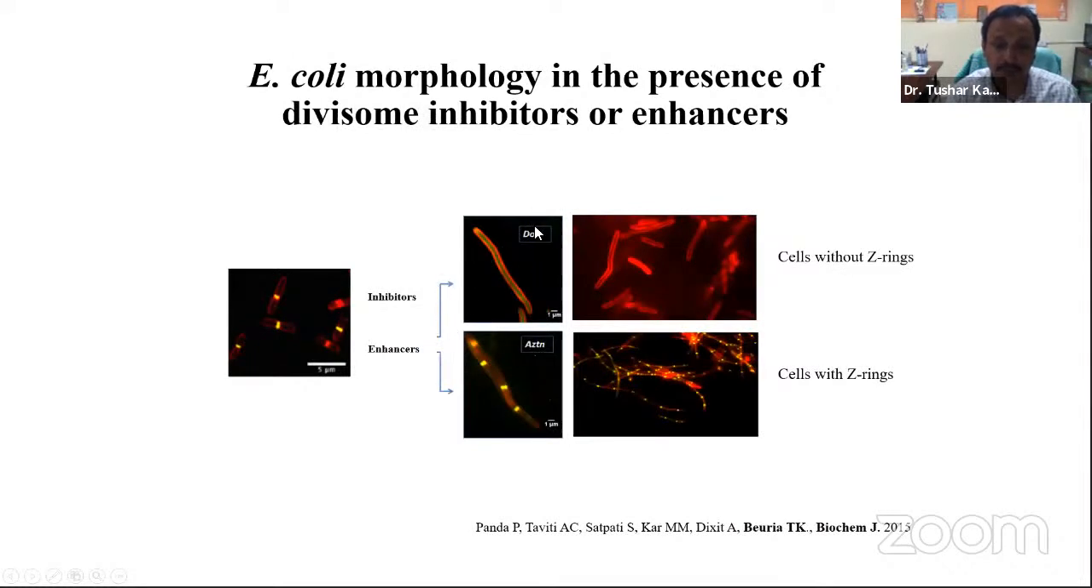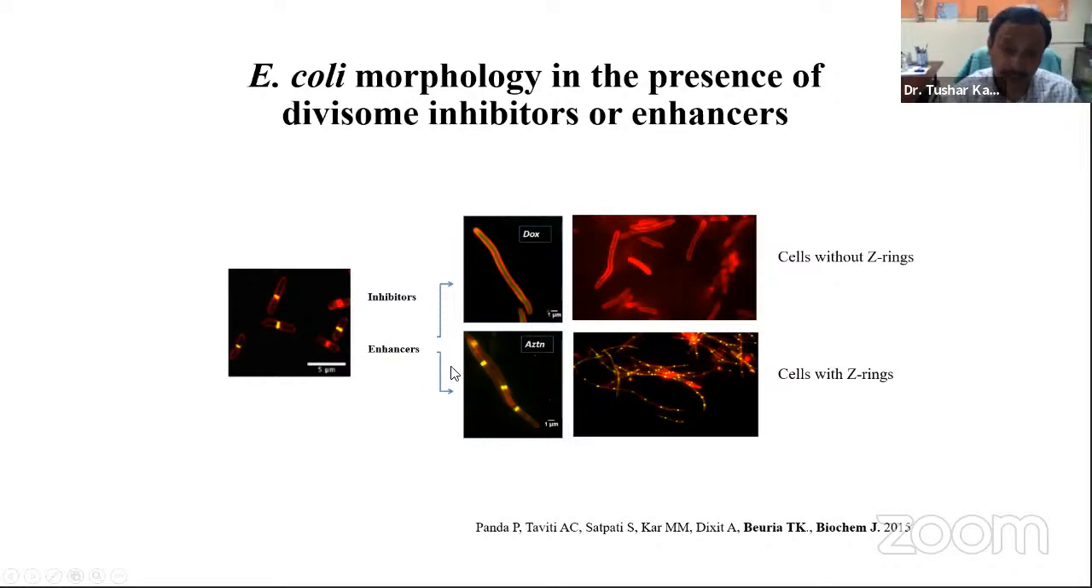These two molecules we actually identified in our laboratory. One is doxorubicin, which is an inhibitor of FtsZ assembly. You can see the outer membrane stained by FM 464, and there is no ring formation in the middle. So there are a lot of filamented cells without any FtsZ ring.